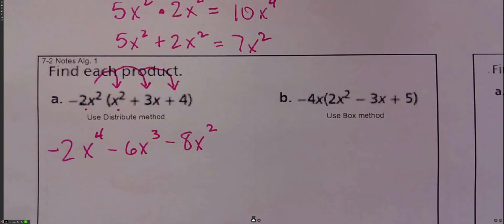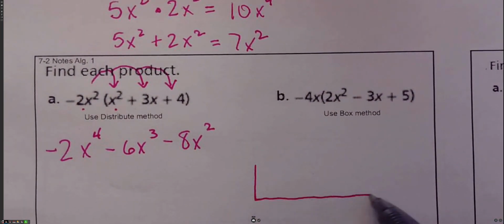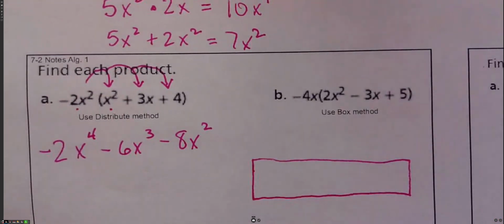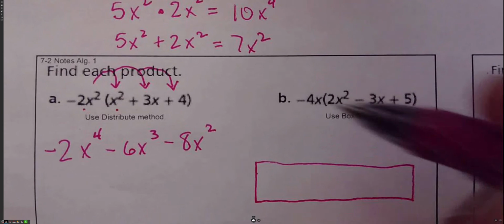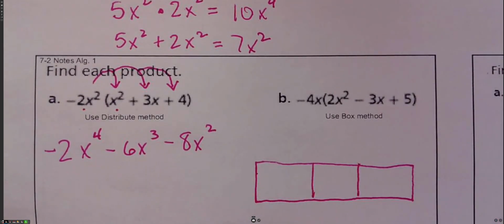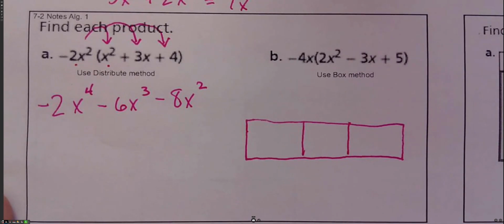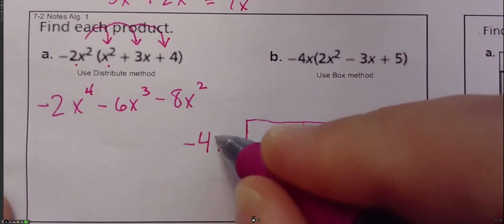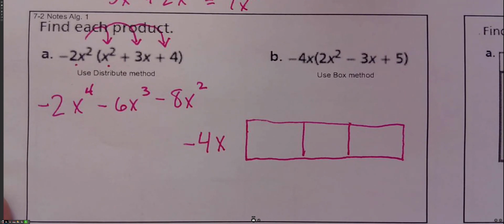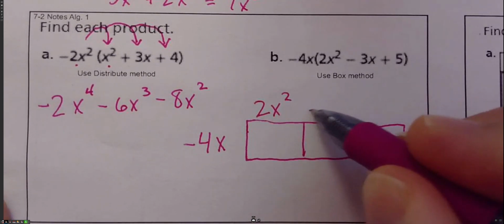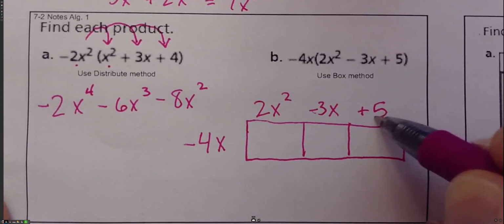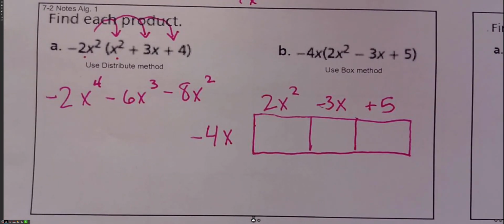Okay. The box method is I'm going to make a box, and it's going to be a long box. It's going to be a 1x3 box, and that'll make sense here in a second. Because there's one number on the outside, and we're going to put that number on the outside here. And then up here we go 2x squared minus 3x plus 5. So those terms each get their own box. That's why it's a 1x3. And then we're going to multiply, and inside the box is what we're going to end up with.